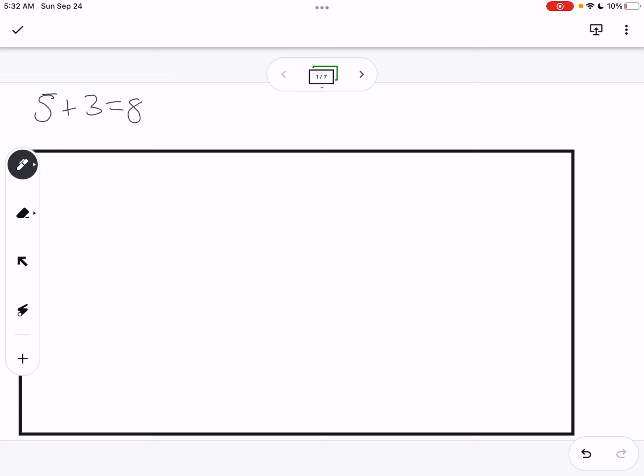Suppose we say I'm thinking of two numbers, 5 and 3, and their sum is 8. We would write that as 5 plus 3 equals 8.